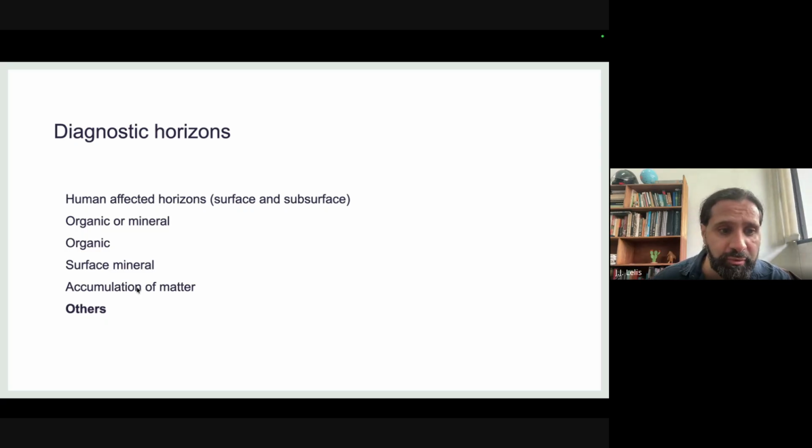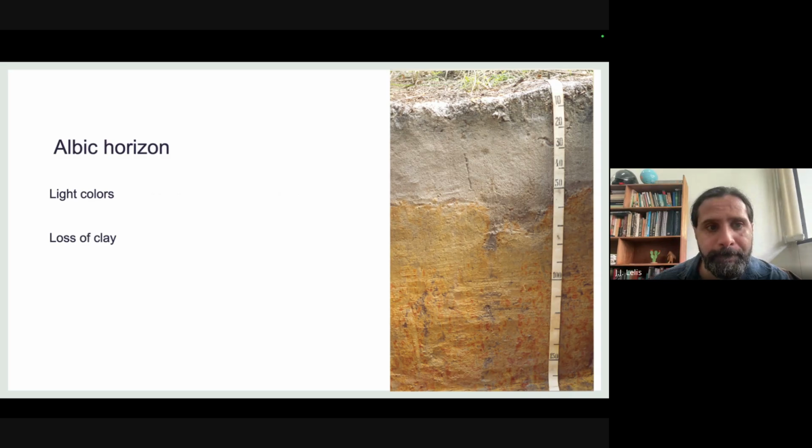Okay, so now let's see other diagnostic horizons that do not express accumulation of matter, or horizons that also express soil formation, but they are related to other properties, none of those that we mentioned before. So first of all, the Albic horizon, the diagnostic horizon that usually fits this E horizon that we can see here between an A and a B horizon.